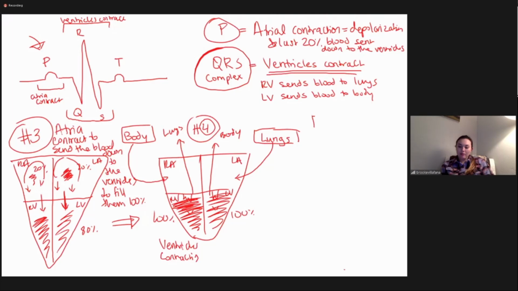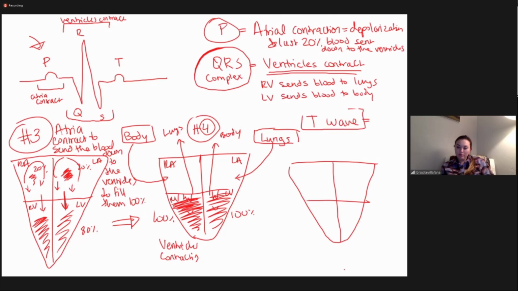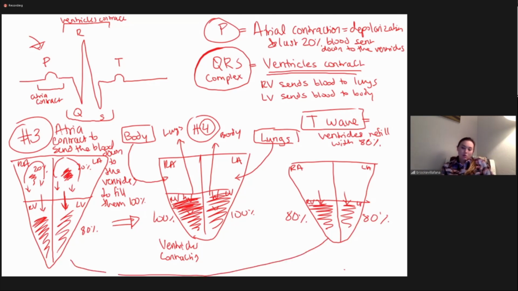And last we have the T wave, okay? So during the T wave, what happens is the ventricles are refilling. During the T wave, the ventricles refill with 80%. So remember when I talked about that part where they refill with the 80% passively, requiring no energy? That is what's happening in the T wave. So in the T wave, the ventricles refill with 80%. Then we're going to go back to the P wave again.